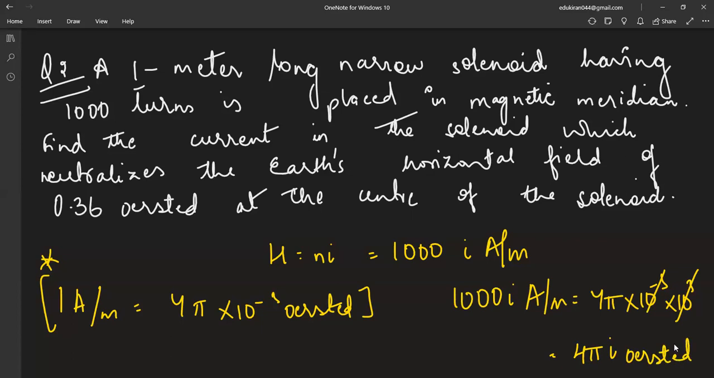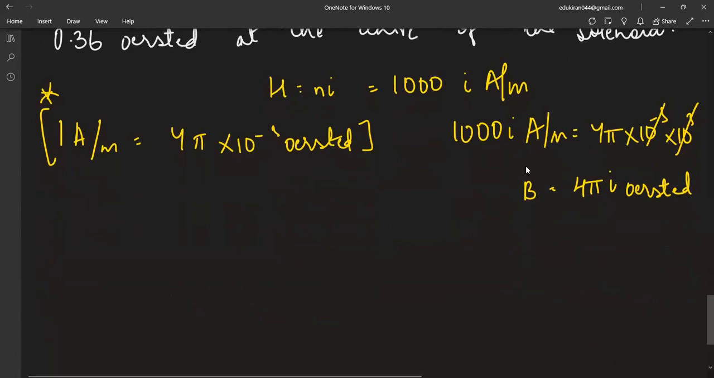Oersted. All right. Now see, how much is it given? How much is this equal to? This is the magnetic field. This is neutralizing, and neutralizing here means balancing. It means the magnetic field is 0.36, right? The question is very easy. It's not difficult. It's just that this part was confusing.